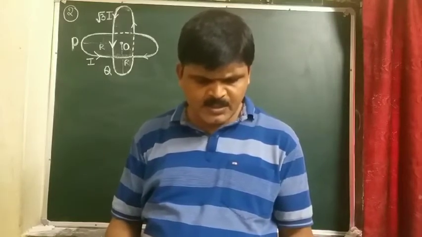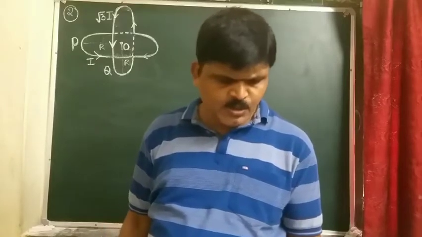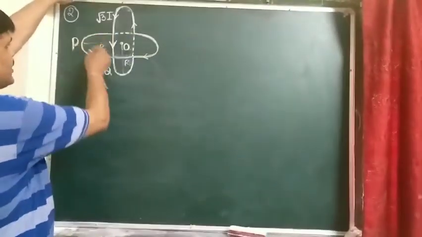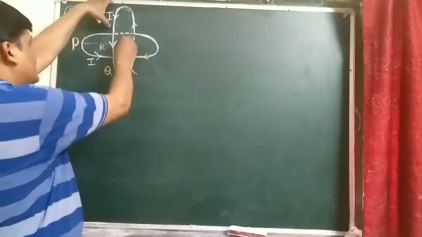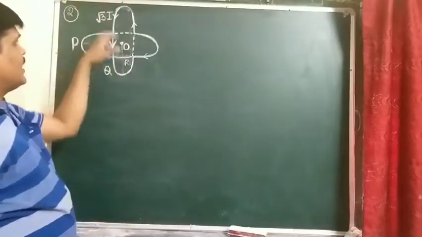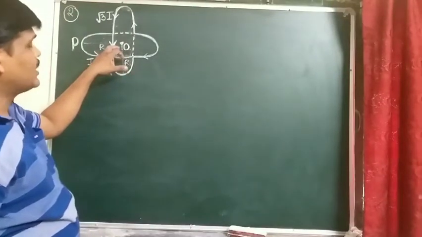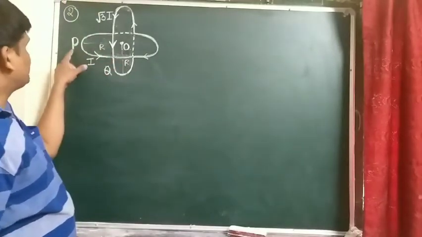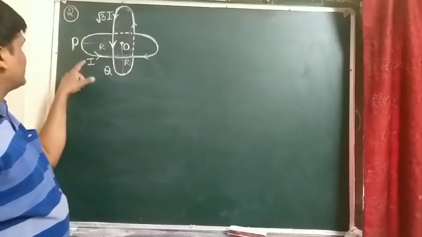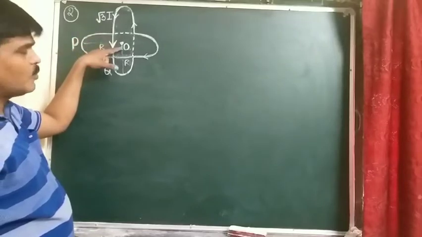So student, we have to find the magnitude and direction of magnetic field at the common center of the two coils. These are two circular current loops lying in perpendicular planes, and we have to find the magnetic field at the common center and also the direction of the net magnetic field. Coil P carries current I and Q carries a current of root 3I, with common center O.